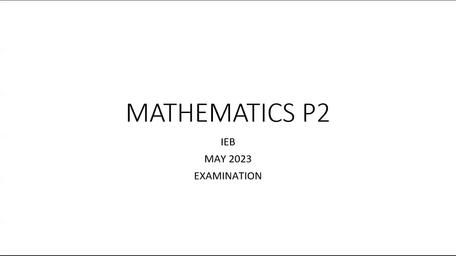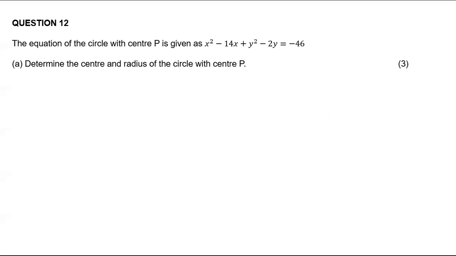We are required in A to determine the equation of the circle. However, here we can't use coordinates. We actually have to use the equation that we are given and then complete the square. We've got this equation over here, and to complete the square, we just follow simple steps.